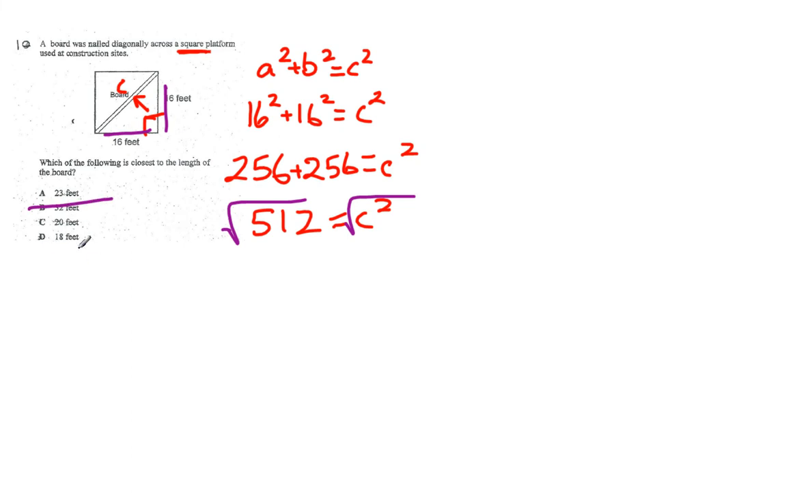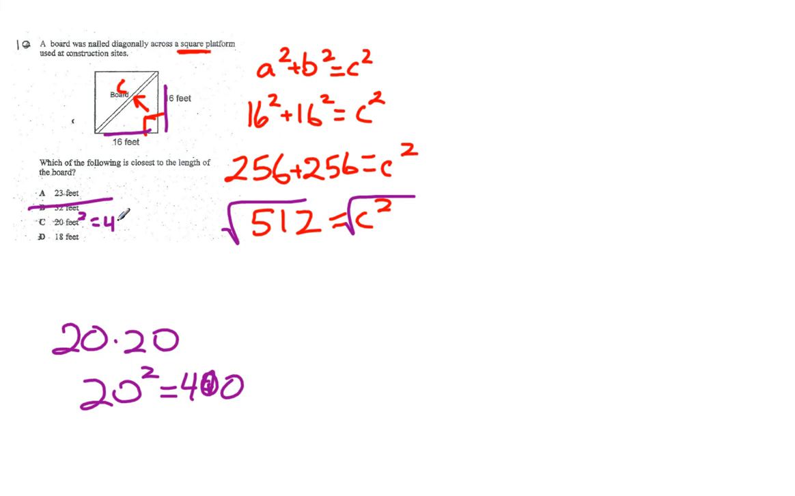18, that seems kind of small. 20, I can do 20 squared. 20 times 20, or 20 squared, that's 400. And that's too small. So 20 squared is 400. That's too little. So it's got to be more than 20, which means there's only one answer left.